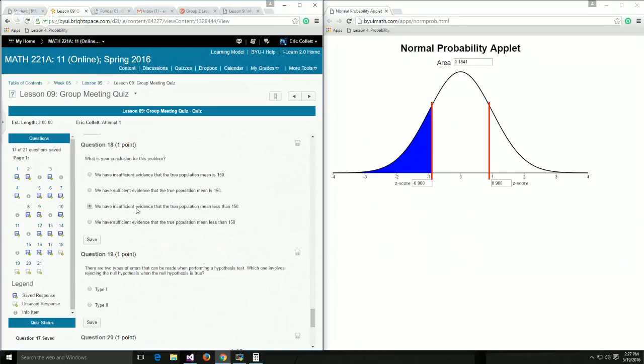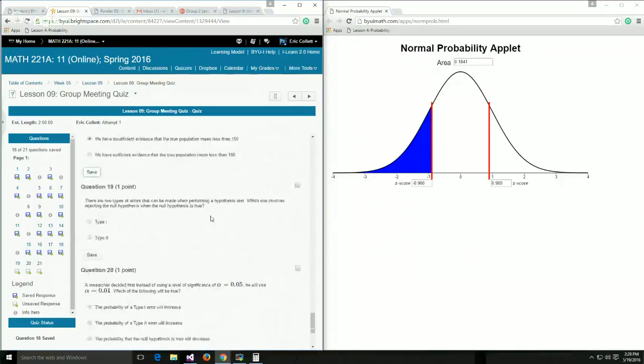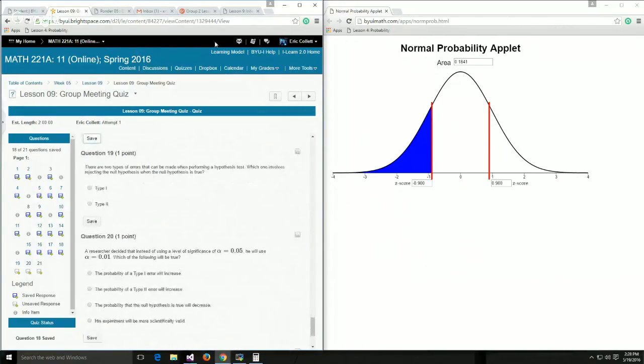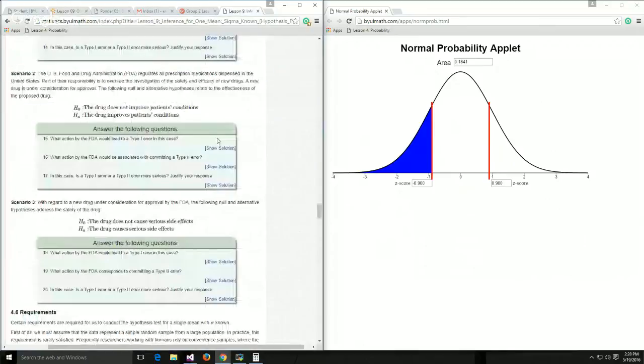Okay, and then 18 is asking for what our conclusion is. I think it's this one that I selected. Because I think the only thing we can conclude is that we don't know if the true population mean is less than 150. Yeah. These are always fun.